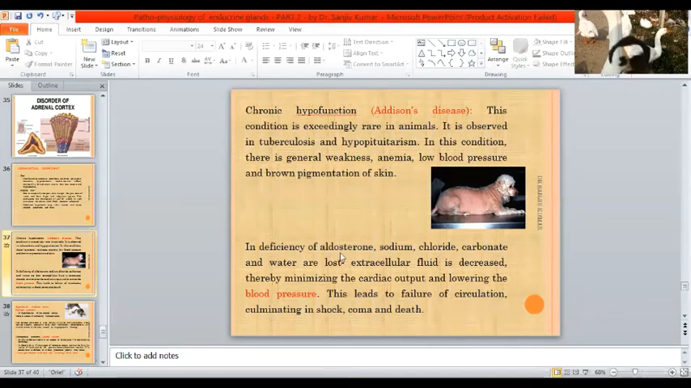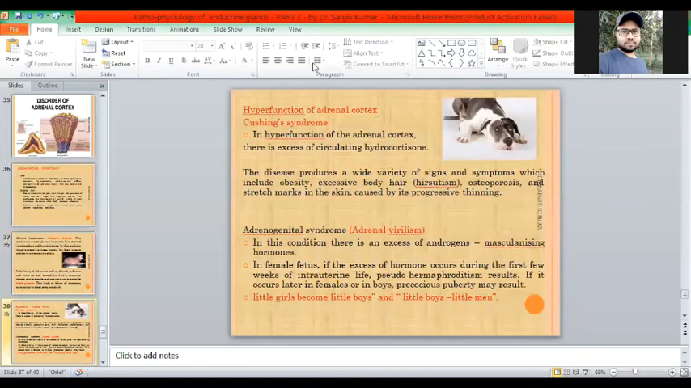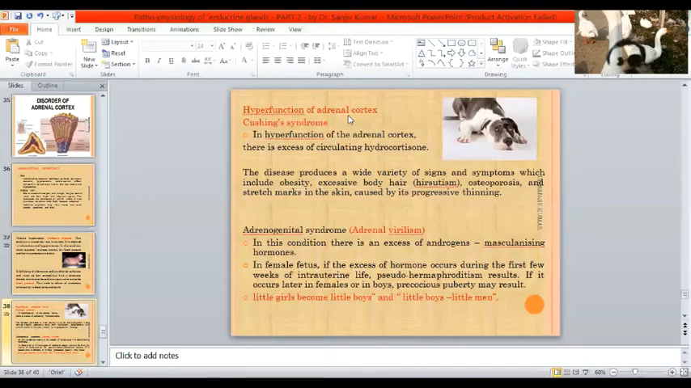Also due to deficiency of mineralocorticoids, that is aldosterone, which is responsible for maintaining the sodium chloride and the water in the body, in deficiency of aldosterone there will be minimum cardiac output, the BP will decrease and it can even cause death of the animal. In case of hypersecretion of adrenal cortex, the important term from objective point of view is Cushing's syndrome. At least you remember this term.